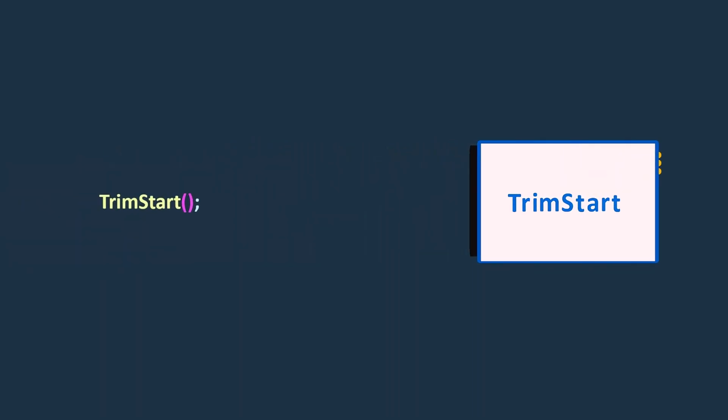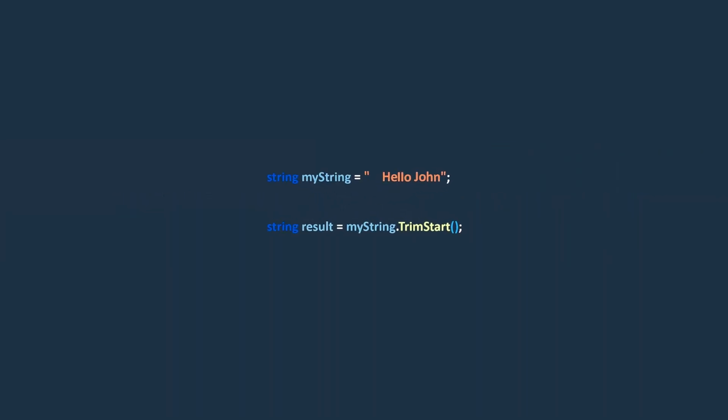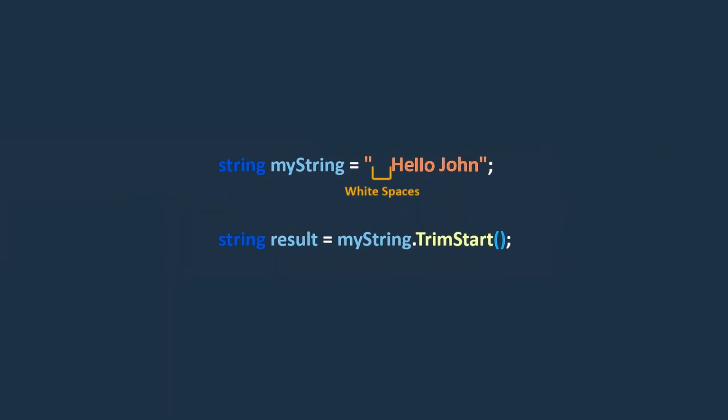Here's the syntax of this method. This method allows us to remove white spaces from the beginning of a string and returns a new string with the leading characters removed. For example, to remove these three white spaces from the beginning of the string, we can use the TrimStart. In this case, the result would be "Hello John."